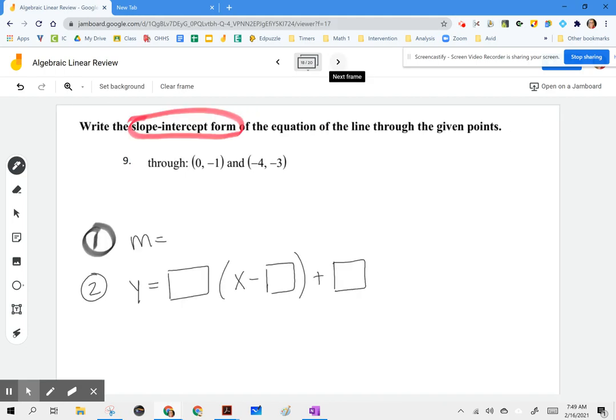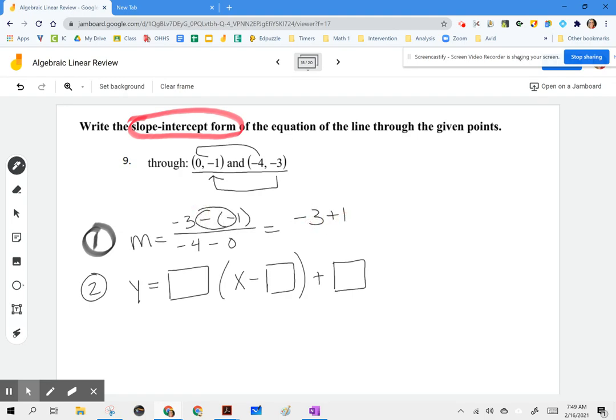All right, in number 9 it said write the slope intercept form, but they only give us 2 points. So one of the things that we need to do is be able to find the slope. So hopefully you're getting better at finding the slope, which says to subtract the y, so -3 minus -1 over -4 minus 0. And we're going to simplify that. It's -3. We've got to simplify our double negative. That becomes a plus. And then -4 minus 0 is just simply -4.